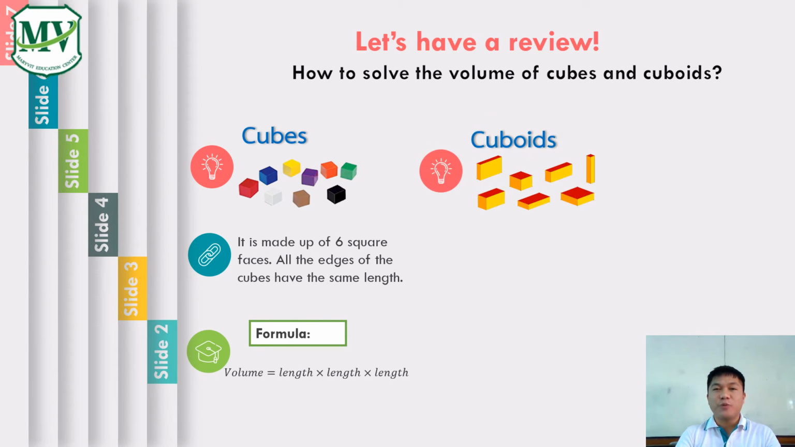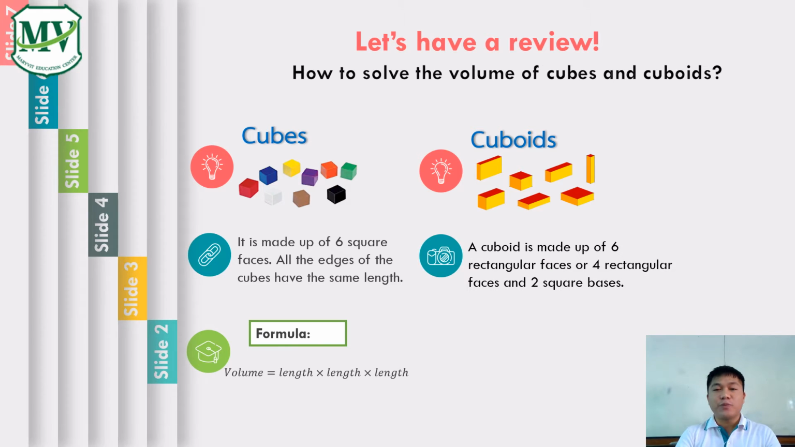However, a cuboid is made up of six rectangular faces or four rectangular faces and two square bases. The formula in solving for the volume of the cuboid is length times width times height. We consider the same formula in solving for the capacity of cube and cuboids.